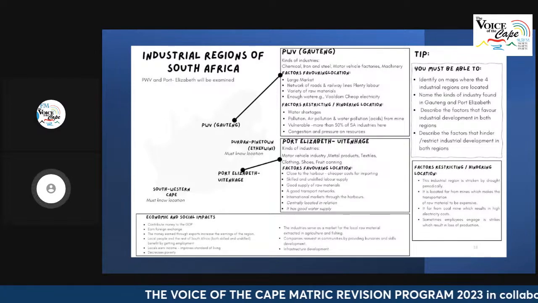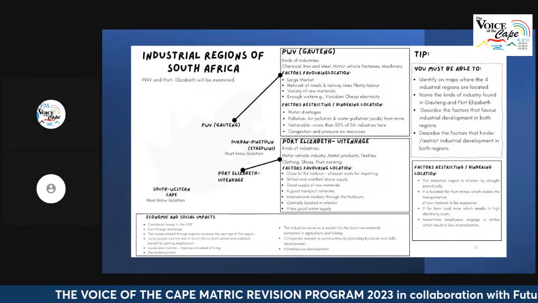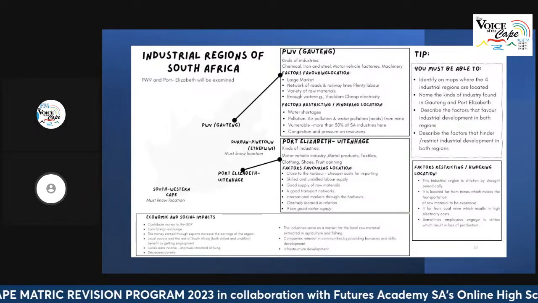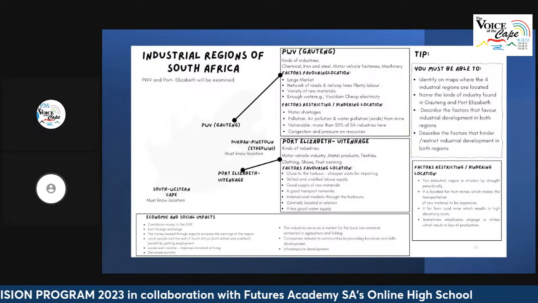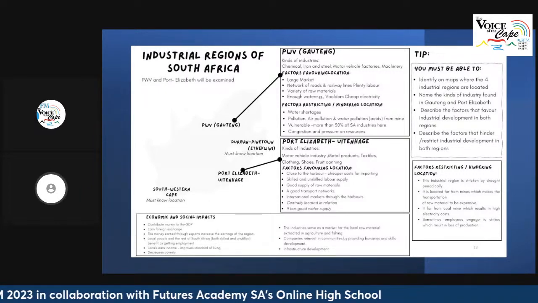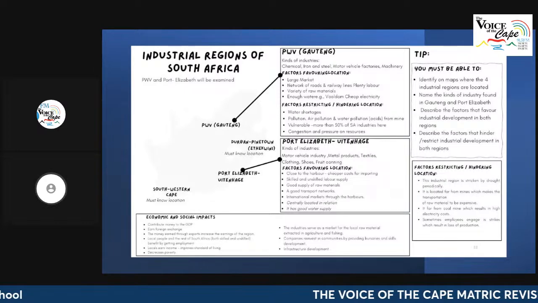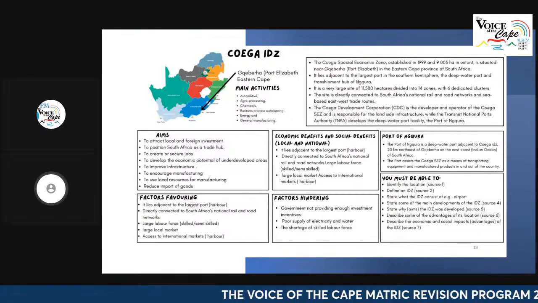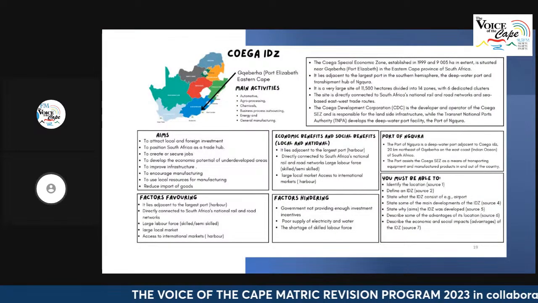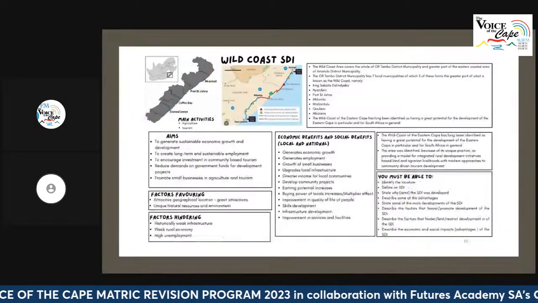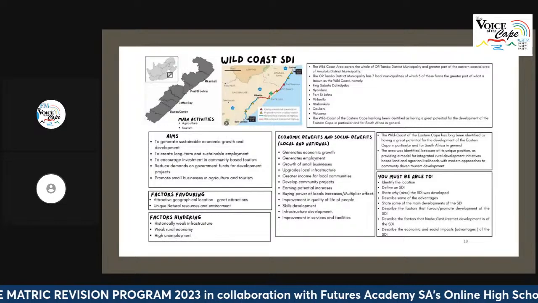Remember, when the word says economic, it means GDP of the country. Social means you as a human being. How does it affect you? Environmental, anything to do with the environment. Also, bear in mind that your Port Elizabeth Uitenhage region will automatically then move to your industrial development zones as well as your SDI, which means your Special Development Initiative.